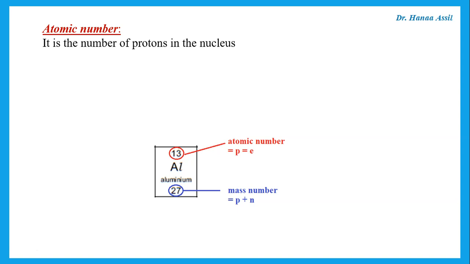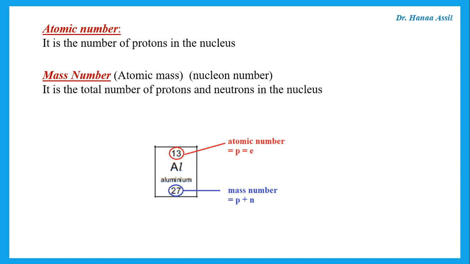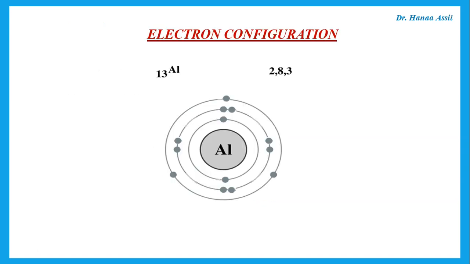When you look at the periodic table, you will have two numbers. The smaller number is what we call the atomic number. The atomic number is the number of protons, and this is usually equal to the number of electrons, unless the atom has lost or gained electrons. The larger number is the mass number, or the nucleon number. This is the total number of protons and neutrons. So if we want the number of neutrons, we subtract the big number minus the small.